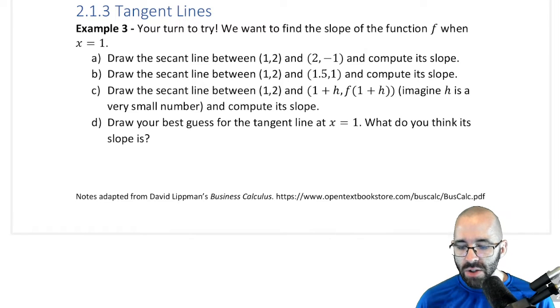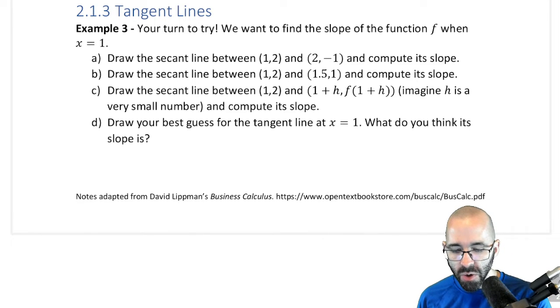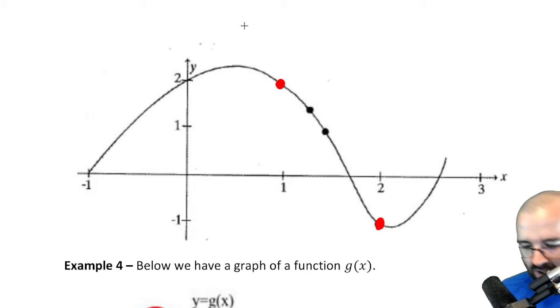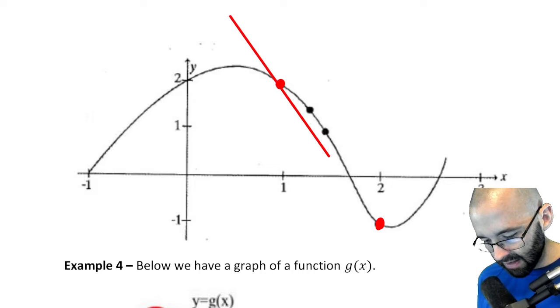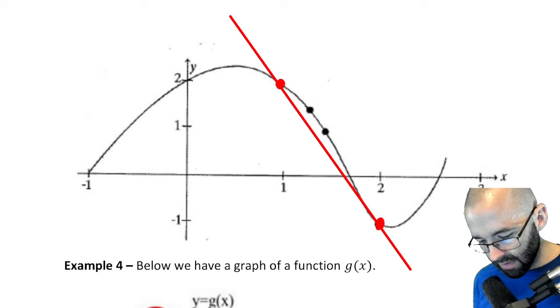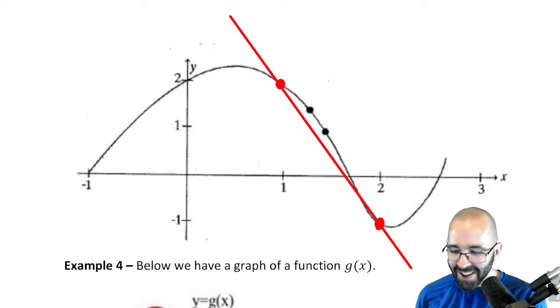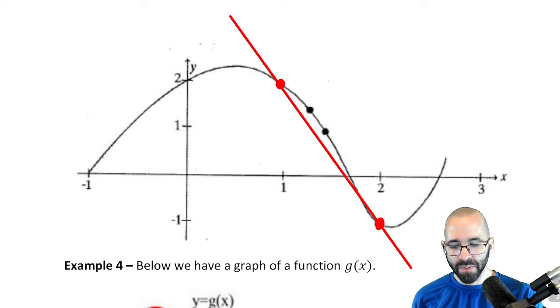All right, so we're going to start by drawing the secant line between the point (1, 2) and (2, -1). (1, 2) is right here. (2, -1) is right here. We need to draw the secant line between these two points. So you should get it like this. And now we need to find the slope.